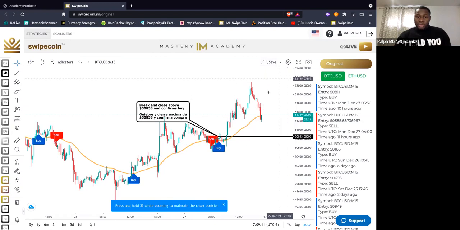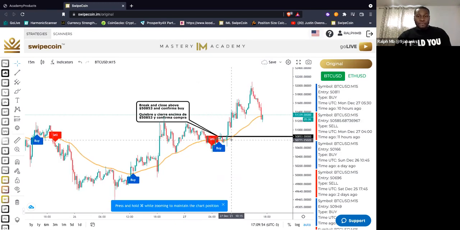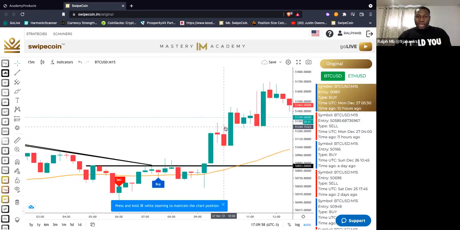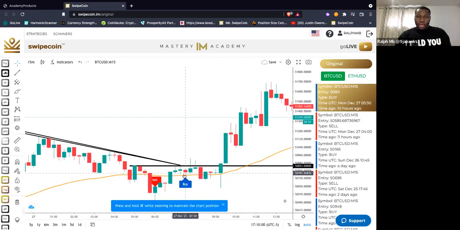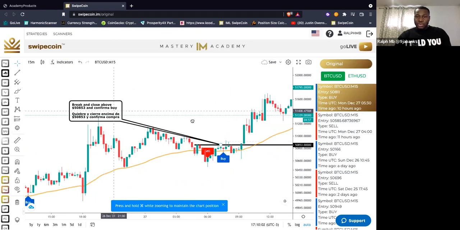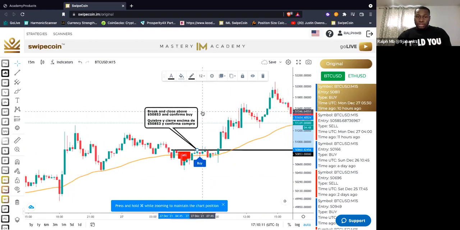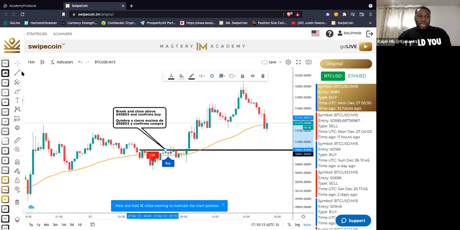Whenever I get on the scalper, whether you're on BTC or ETH, it always provides on the side right here: 10 hours ago, 11 hours ago, a sell was called, a buy was called. Finally, the buy did what we wanted it to do. If we click on this buy, we notice it called a buy on this EMA. But always notice what it says right here: break and close above this price, which is 50,853.